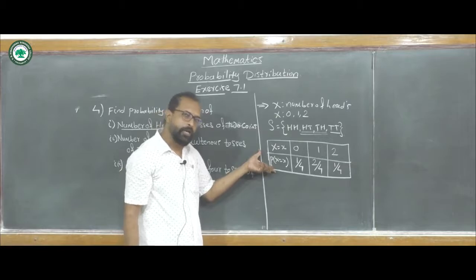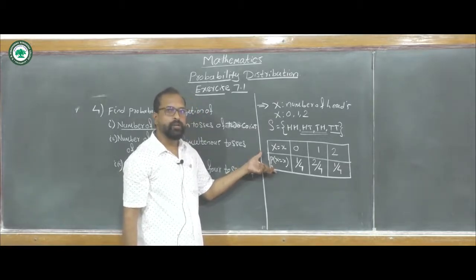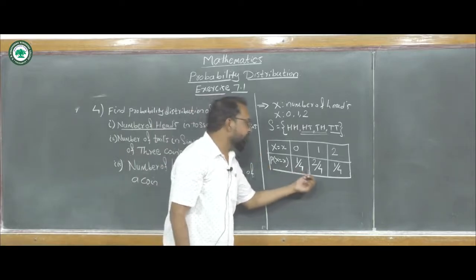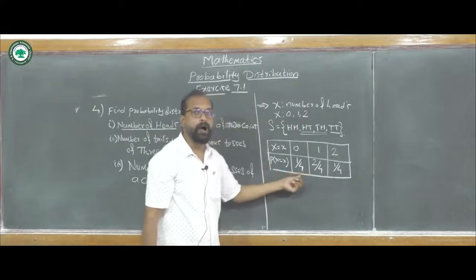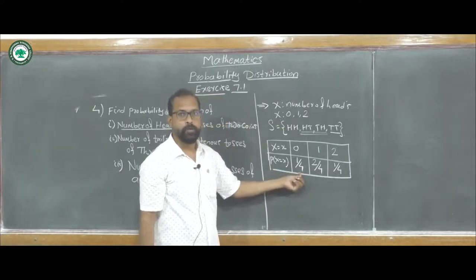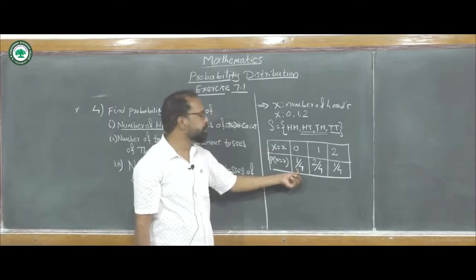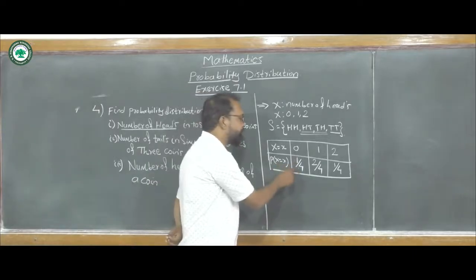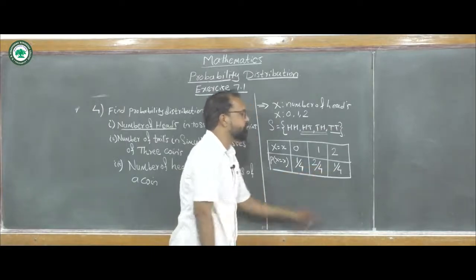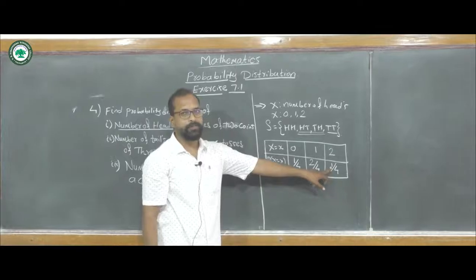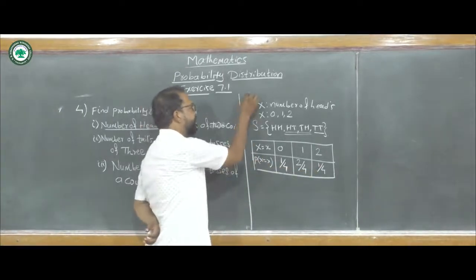We can cross check whether the probability distribution is correct or not. You can verify by checking whether the sum of the probabilities, the sum of the p_i, is 1 or not. If it is 1, then our answer is correct. Observe that 1 by 4 plus 2 by 4 is 3 by 4, and 3 by 4 plus 1 by 4 is 4 by 4, which equals 1. So our answer is correct.